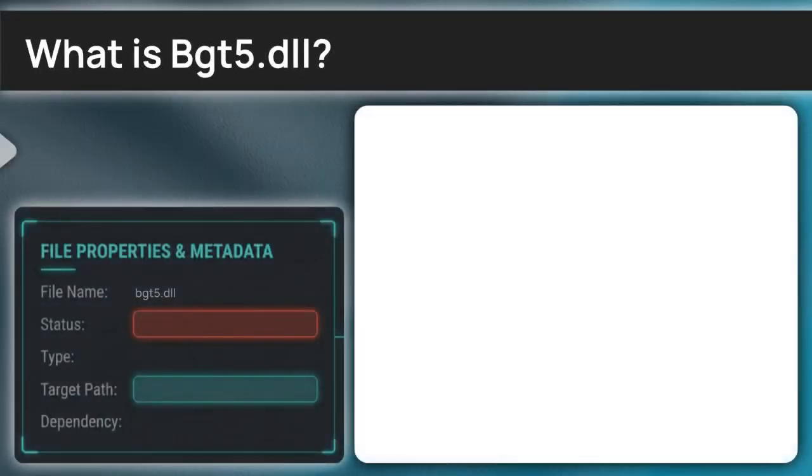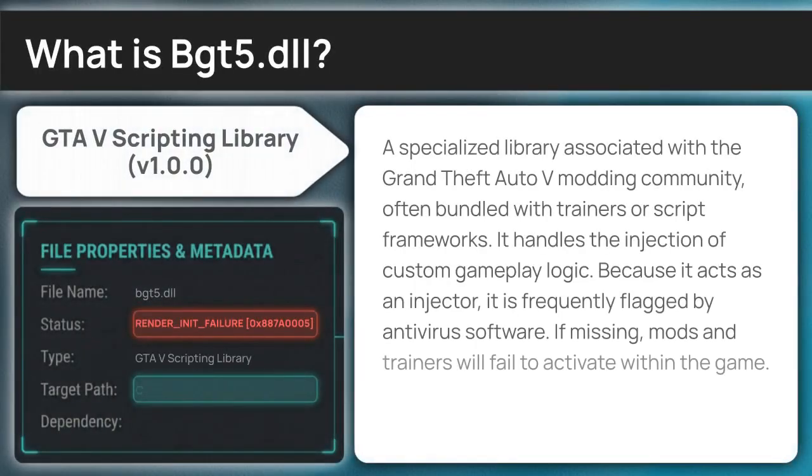This is the Bgt5 module, a specialized library associated with the Grand Theft Auto V modding community, often bundled with trainers or script frameworks. It handles the injection of custom gameplay logic. Because it acts as an injector, it is frequently flagged by antivirus software. If missing, mods and trainers will fail to activate within the game.